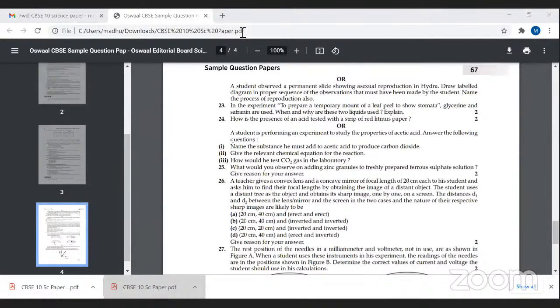First part, how is the presence of an acid tested with, okay, oh, sorry, that's a chemistry question.